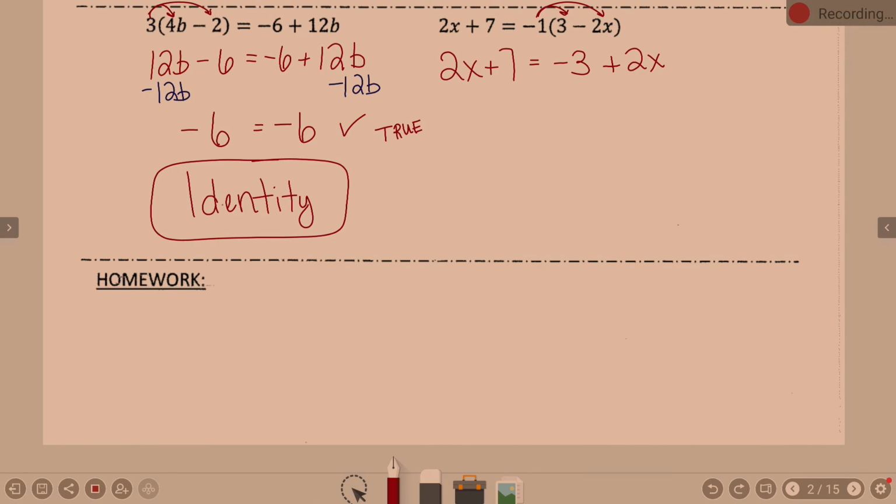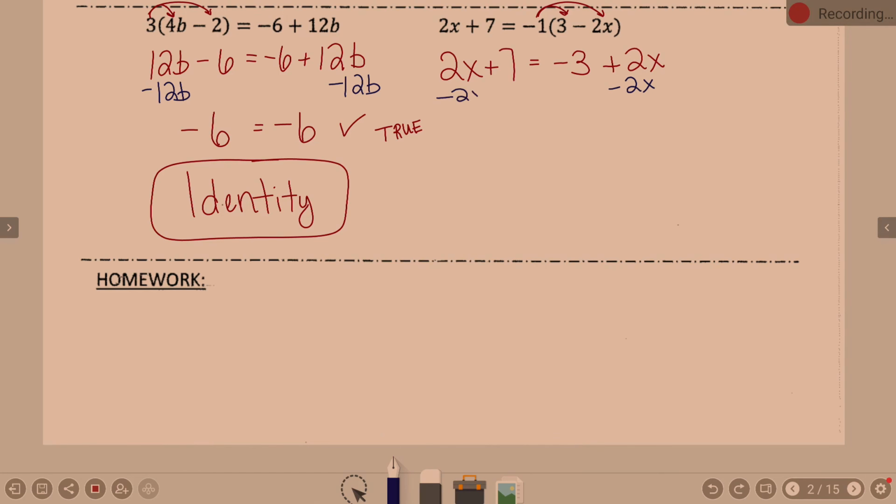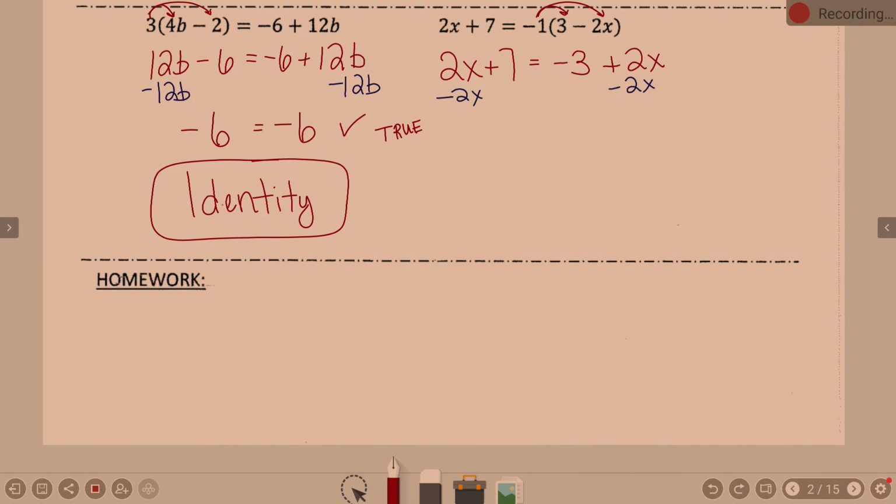Now, how do we get our 2x's to be on the same side? Okay. If it's a +2x, I'm going to subtract 2x in my effort to move it, right? And I'm sure you're not surprised to see what's happening. 2x minus 2x? 0, leaving me with 7. So this I have -3. 2x minus 2x? 0. So it's just the same thing.